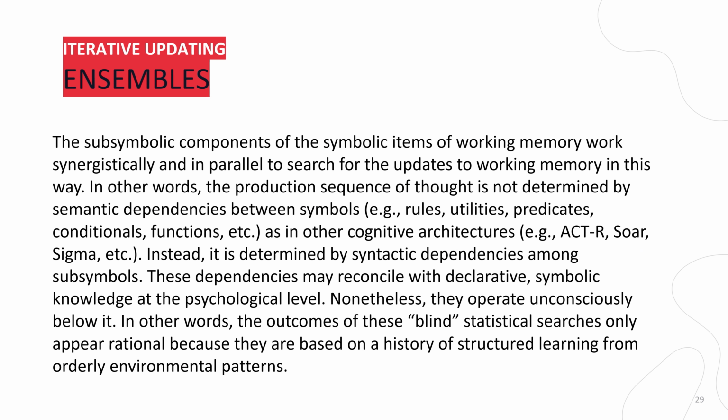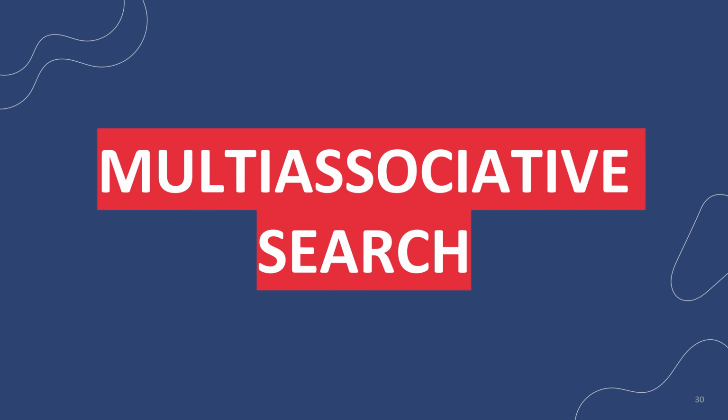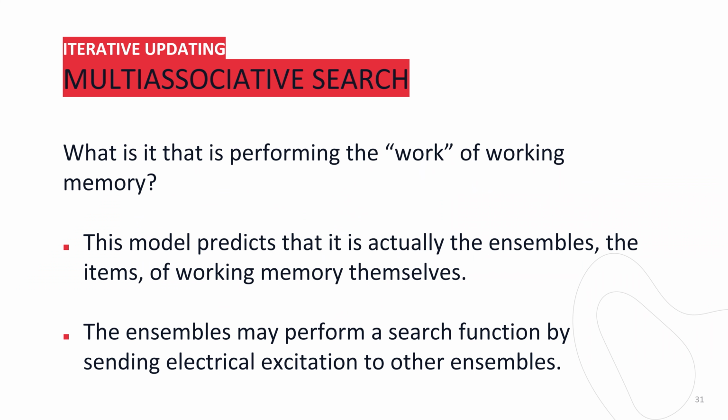So the text above is a fancy way of saying that it may seem like we control our thinking. It may seem like we choose the next association that comes into mind, but that next association is not chosen by us or even by psychological logic. It's not determined by the concepts or their interactions. Rather, it's determined by probabilistic search carried out by the subsymbolic components of those concepts. And I call this multi-associative search. But let's unpack this a little further.